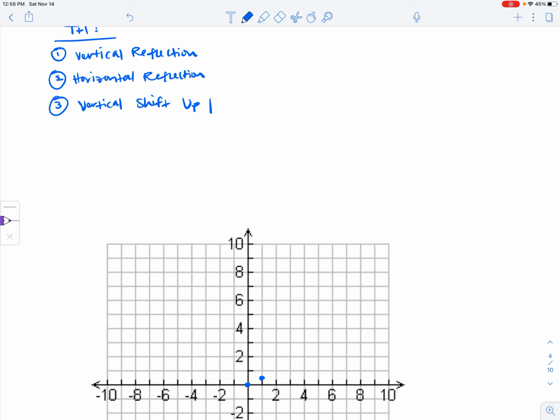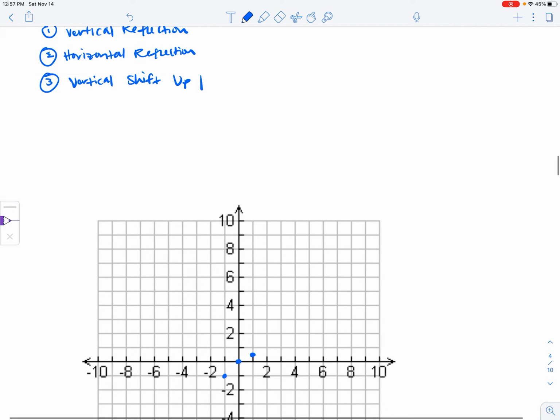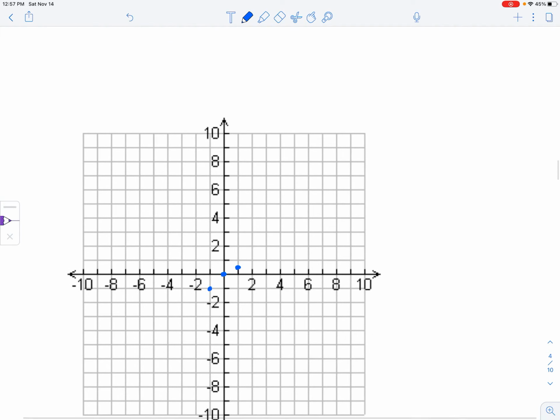The point that was at 1, 2, vertical reflection is at 1, negative 2. Horizontal reflection, we're at negative 1, negative 2. Vertical shift up 1, we would be at negative 1, negative 1. And if you wanted to use another point like 2, 4, vertical reflection, we would be at 2, negative 4. Horizontal reflection would be at negative 2, negative 4. Vertical shift up 1, we're at negative 2, negative 3, just so we could have another point.